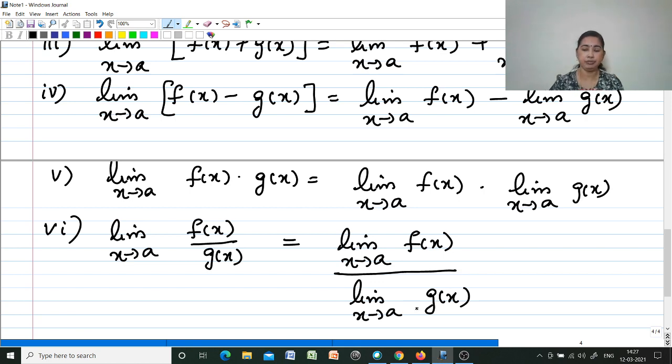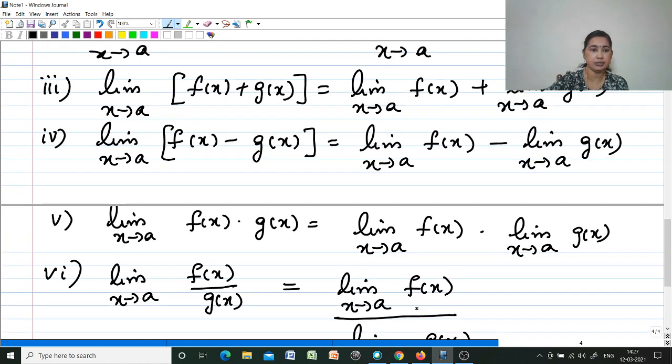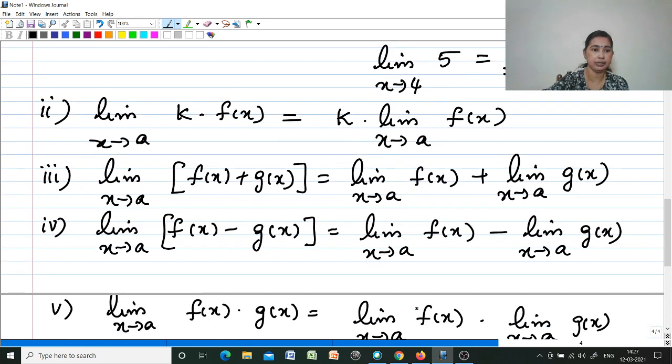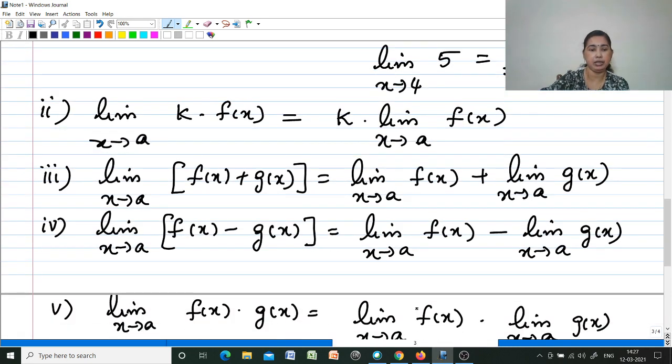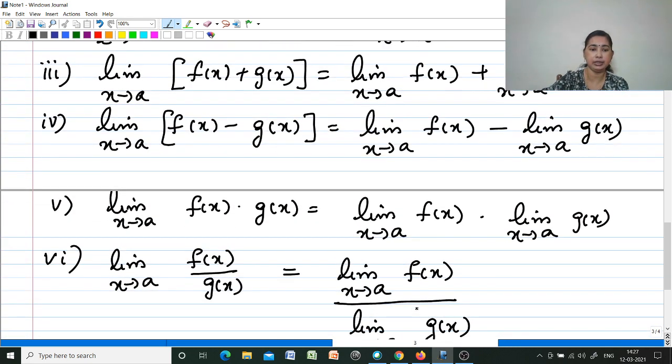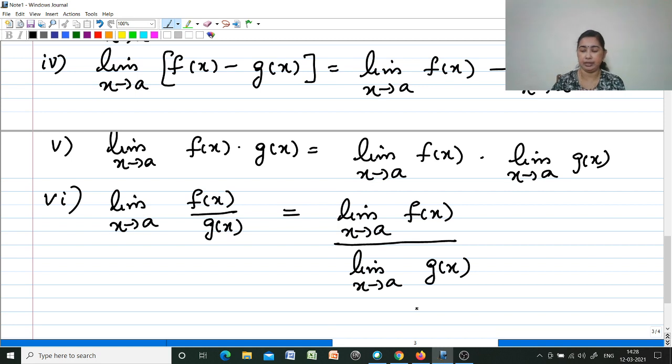So these are the few results. Out of these, the first and second are very important. The remaining we will be applying accordingly in the problems which are given. So all these results you have to learn and apply in the problems.